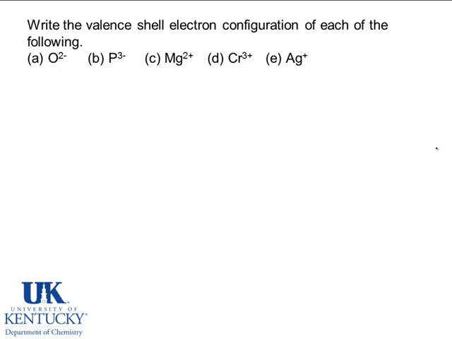In this problem, we're being asked to write the electron configuration of several different ions. And if it doesn't say so, assume that you're doing it for ground states, meaning all the electrons in their lowest possible energy states. When you're doing it for an ion, you always want to begin by doing it for the atom itself. So let's do oxygen first.